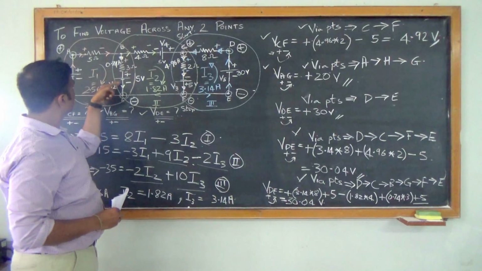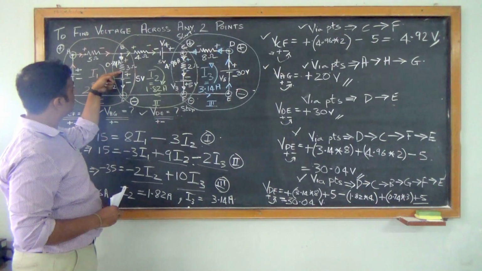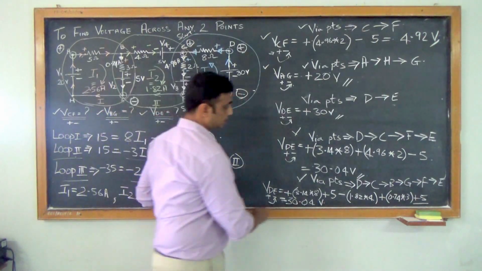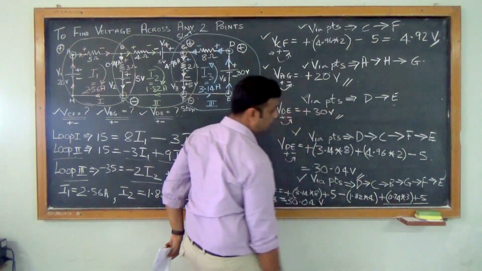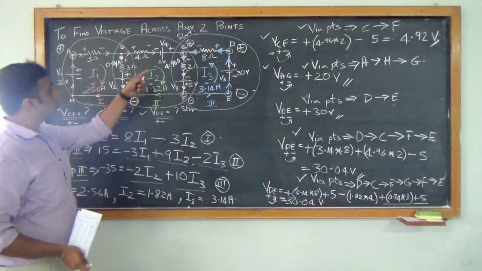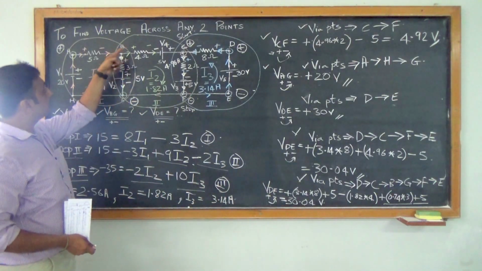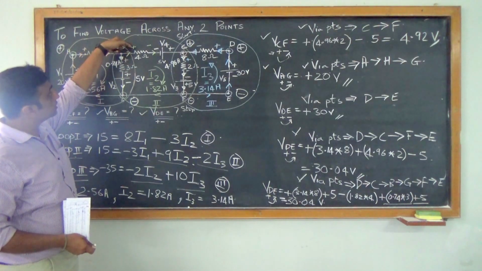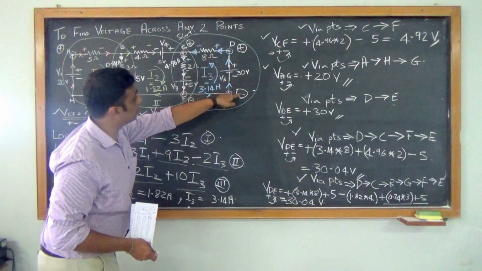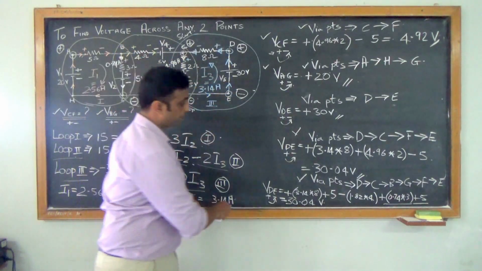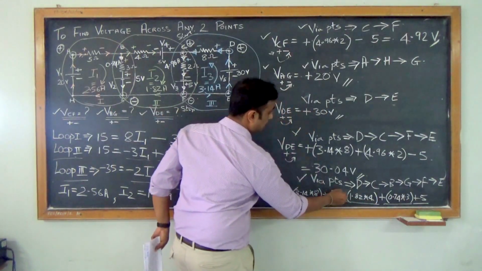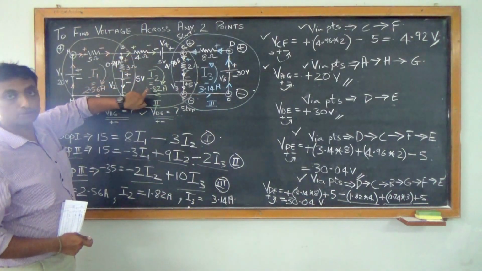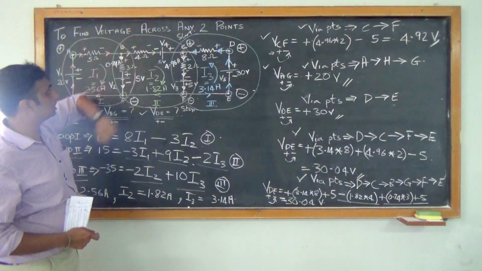Then I have the 3 ohms resistor. The first terminal of the 3 ohms resistor is negative. Negative into negative, positive. So positive 0.74 into 3. Then again, the first terminal it comes in contact with is positive. So positive into negative is negative. So I get the negative sign, which is 4 into 1.82. So 1.82 into 4 will give me the voltage drop.